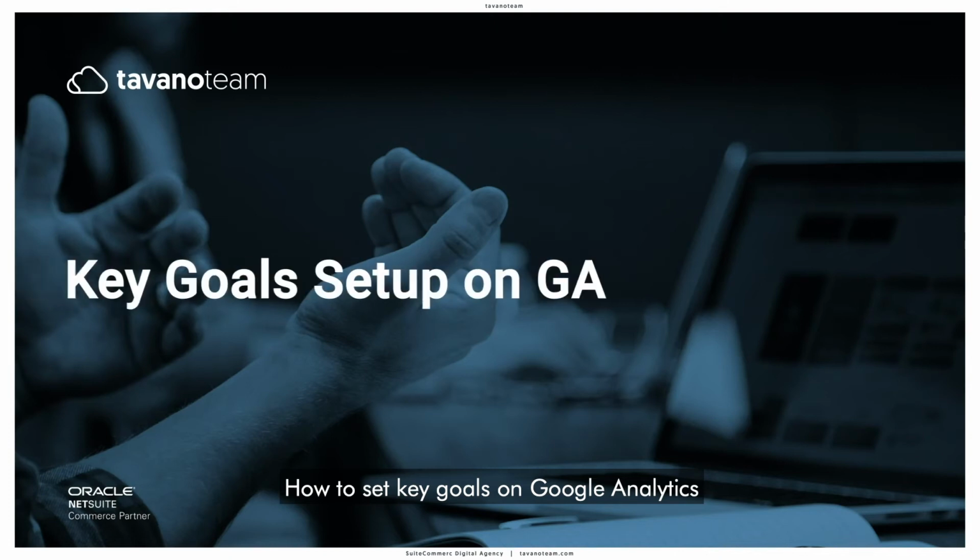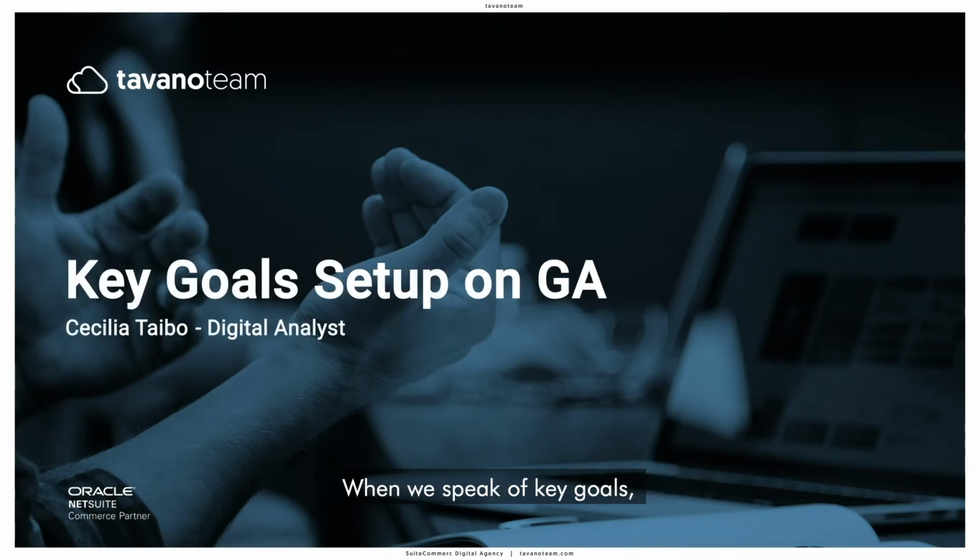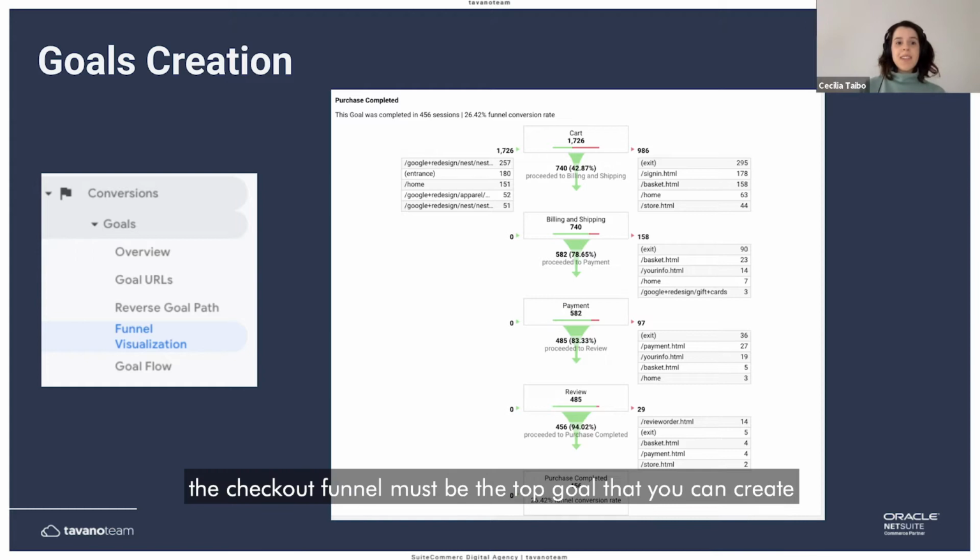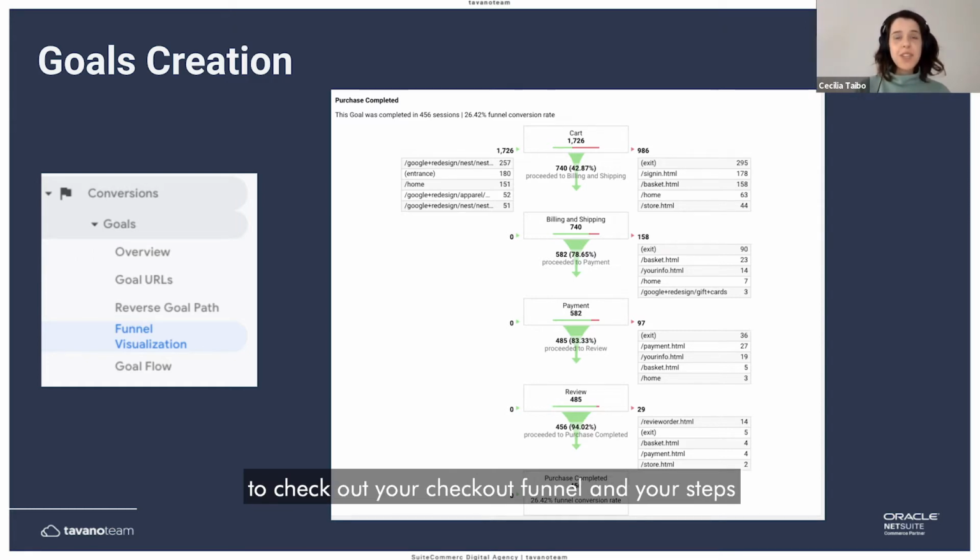How to set the key goals on Google Analytics. When we speak of key goals, the checkout funnel must be the top goal that you can create, to check out all your checkout funnel and the steps, and where your clients are dropping off, just to optimize that single step in the checkout process.